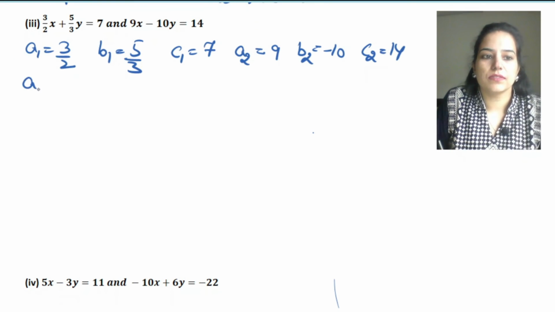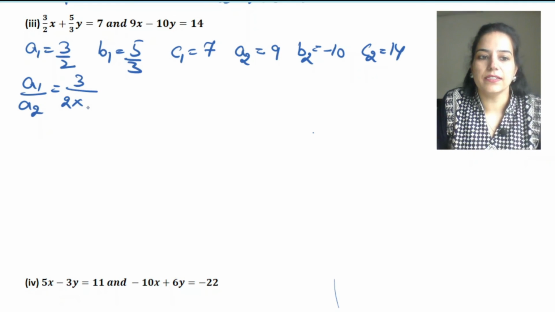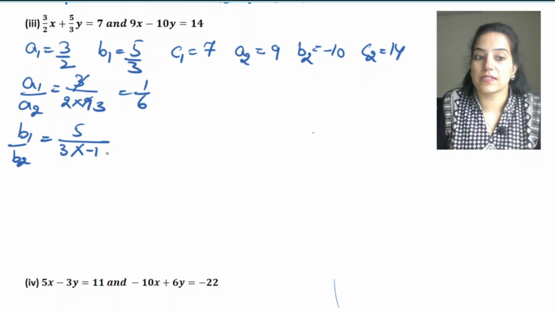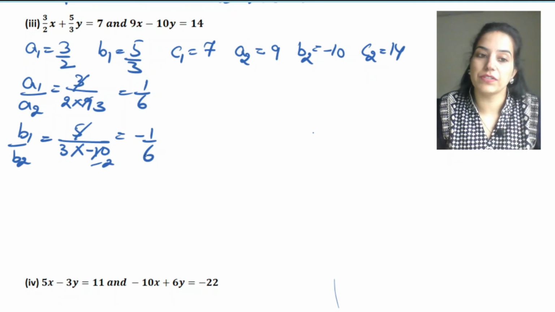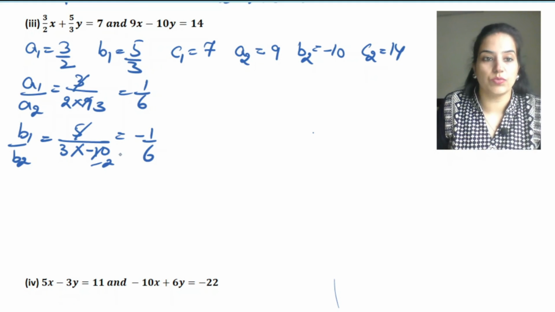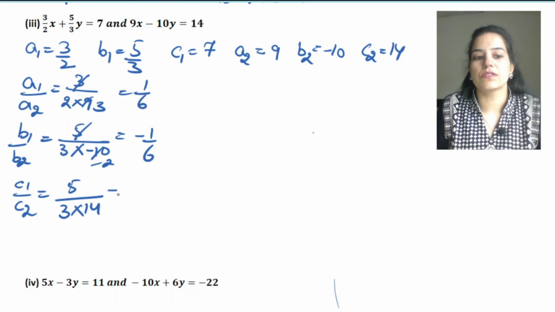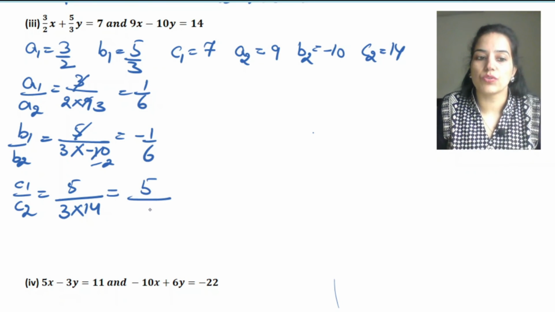So, A1 upon A2. Right? So, it is 3 by 2 and 9. So 3 3s are, I get it as 1 by 6. Then B1 by B2, that is 5 by 3 and -10, right? So I get -1 by 6. So be careful, even if there's a small sign change, they are unequal. And then C1 by C2, we need not even go there because we've already found the first two unequal, by 14, right? So there's no point finding this ratio also, right?